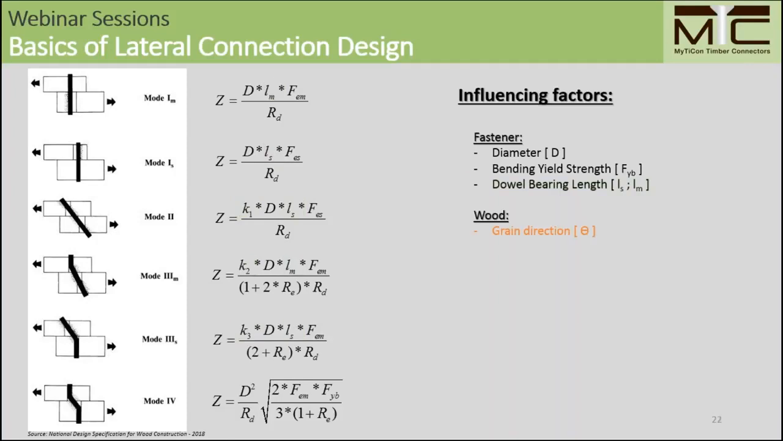The wood itself also shows influencing factors. As I said before, in the NDS the grain direction shows an influence for fasteners larger than 1/4 inch in diameter. So we have to look at parallel and perpendicular to grain loading likewise. And lastly, the wood species shows an influence here. The higher the specific gravity of the wood, the higher the lateral connection strength. For example, balsa wood has a relatively low specific gravity. It will show a relatively low connection strength, whereas if we have the same connection in massive oak timber, we will see higher connection strength.